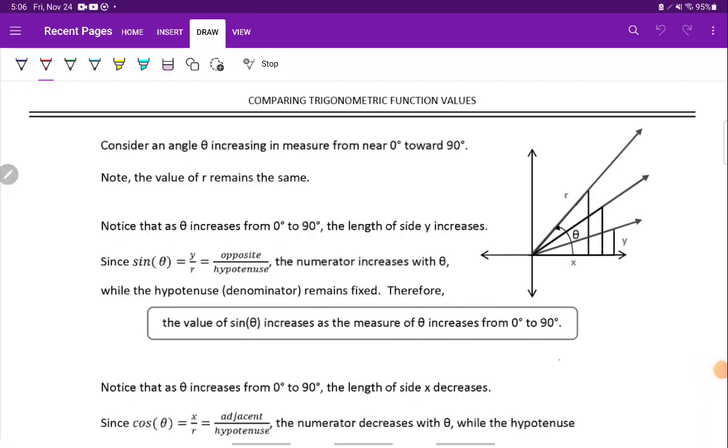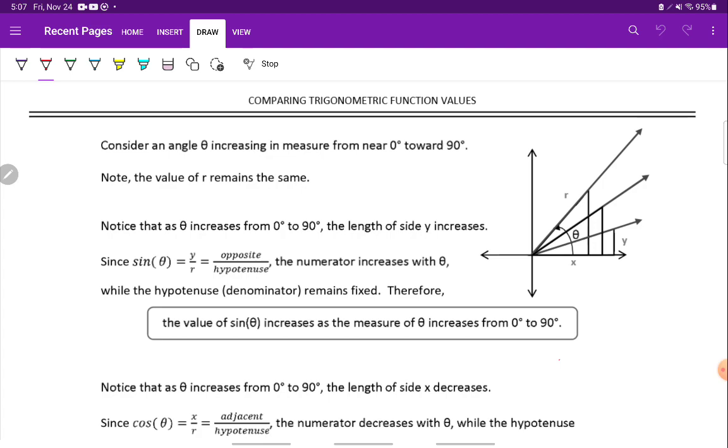In this video, we'll be comparing trigonometric function values. This is really just an extension of our previous discussion on ranges of trigonometric functions. Let's consider an angle theta increasing in measure from near 0 degrees towards 90 degrees.